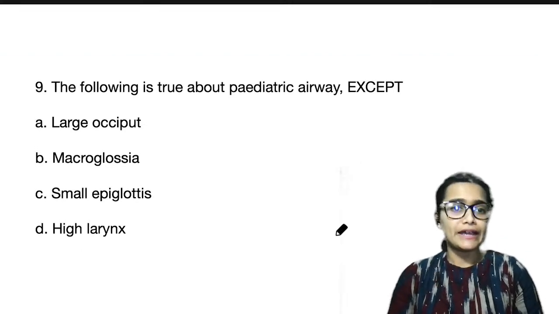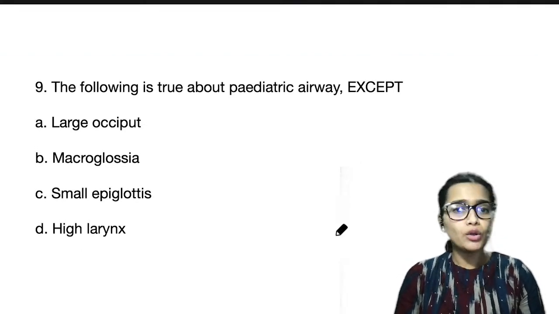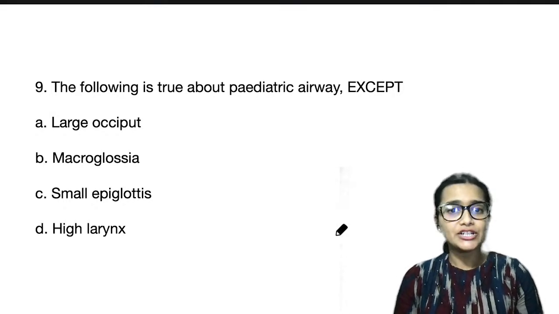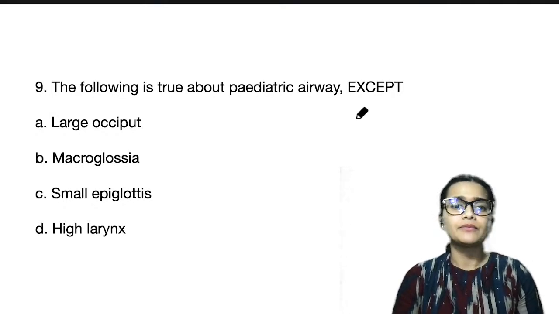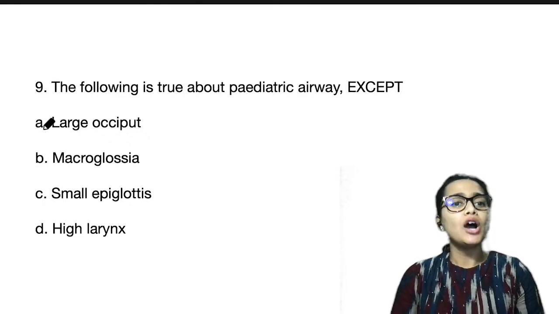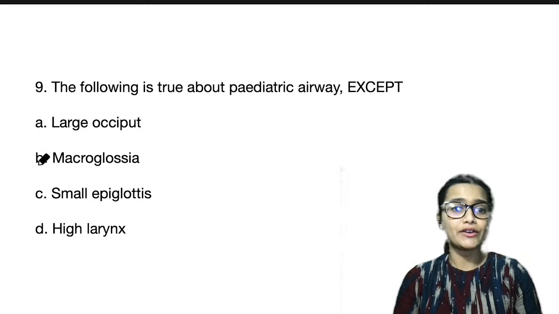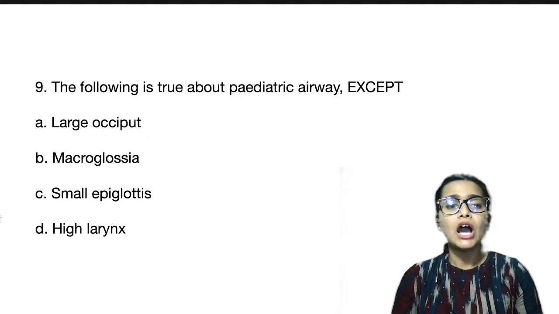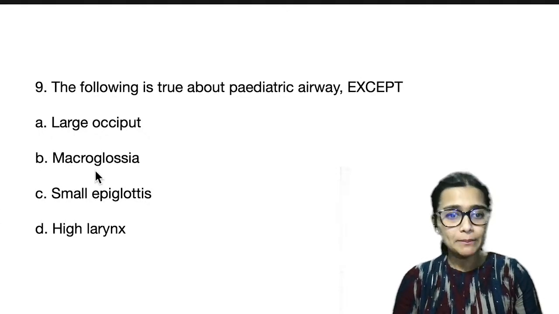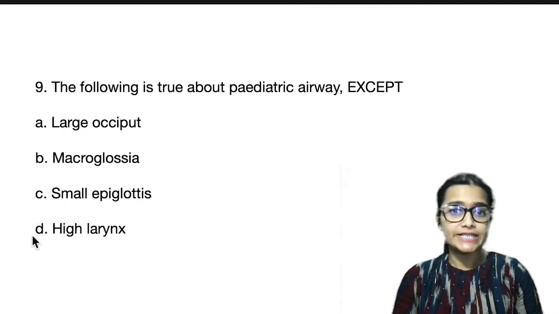Coming to question number 9. All of the following are true about a pediatric airway except: option A, they have a large occiput; option B, they have macroglossia; option C, they have a small epiglottis; or option D, they have a high larynx.